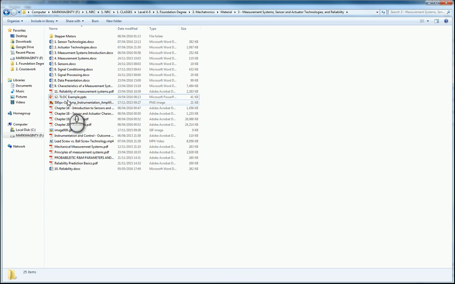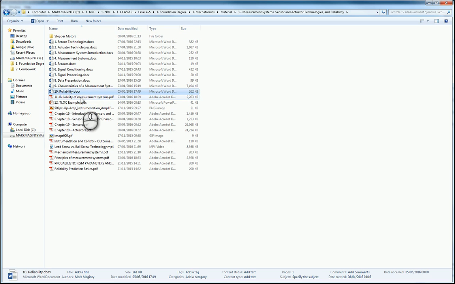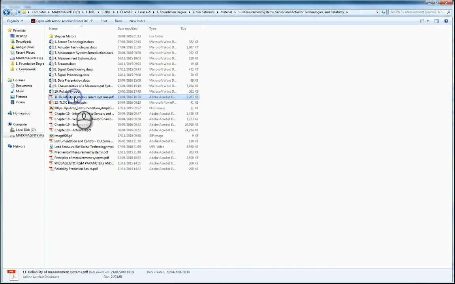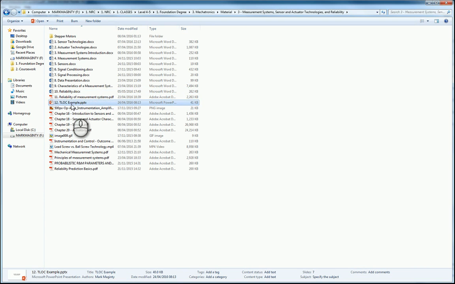So guys, that's us back to there. I don't want to cover any more within this lecture. Make sure you have a good read at chapter 10 for reliability, read through each of those, reliability and measurement system. That's the chapter within a textbook which all the notes are derived from. And the T-Lock example, make sure you have a good look at that as well.